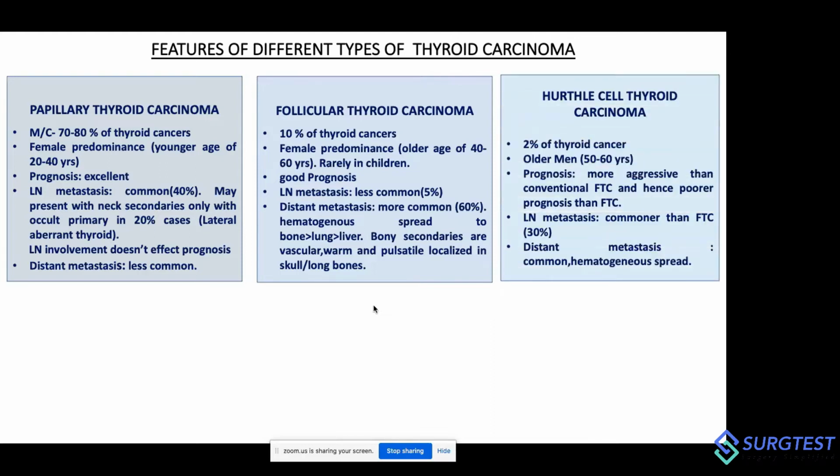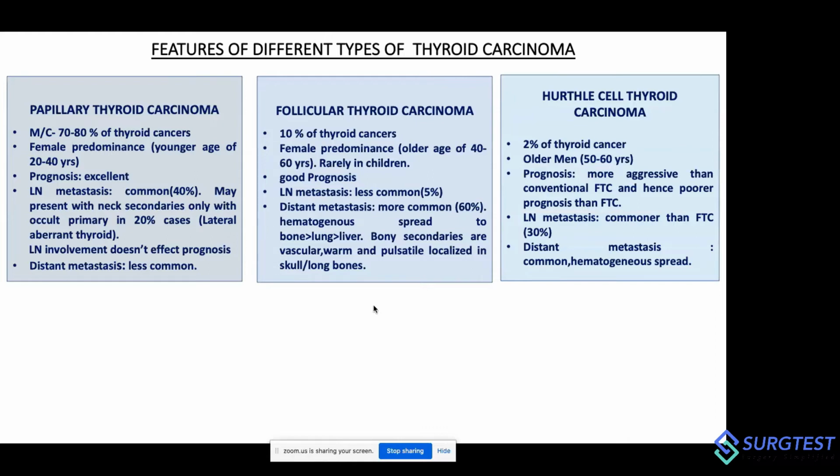Hurthle cell carcinoma, all the same points, only 2% of thyroid cancer. Now here it is an older man. It's not female predominant, it's a male predominance with an older age group. Prognosis is more aggressive than the conventional follicular carcinoma and hence poorer than follicular carcinoma. Lymph node metastasis is common, up to 30% like papillary thyroid carcinoma, and distant metastasis is also common like follicular thyroid carcinoma.